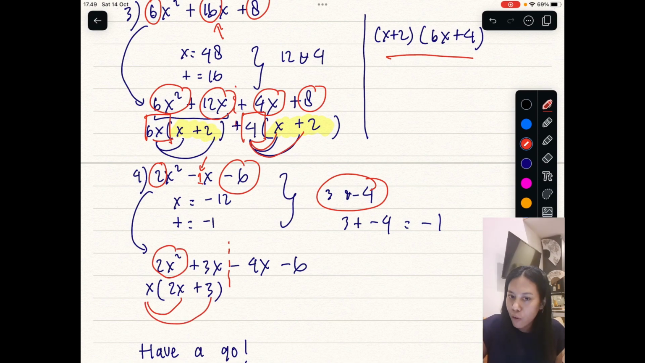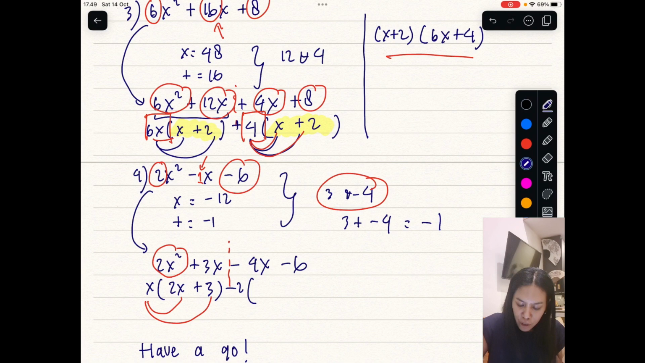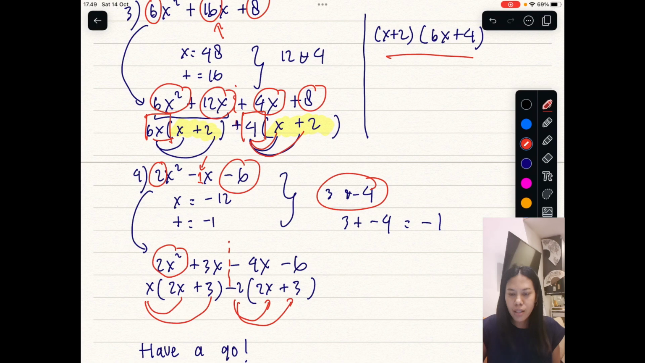Okay. Negative 4x minus 6. What's the common? The common is negative 2. So negative 2, out you go. And then what's inside the bracket? It's going to be 2x and then plus 3. Why is it 2x plus 3? Because negative 2 times 2x is negative 4x. Negative 2 times positive 3 is negative 6.